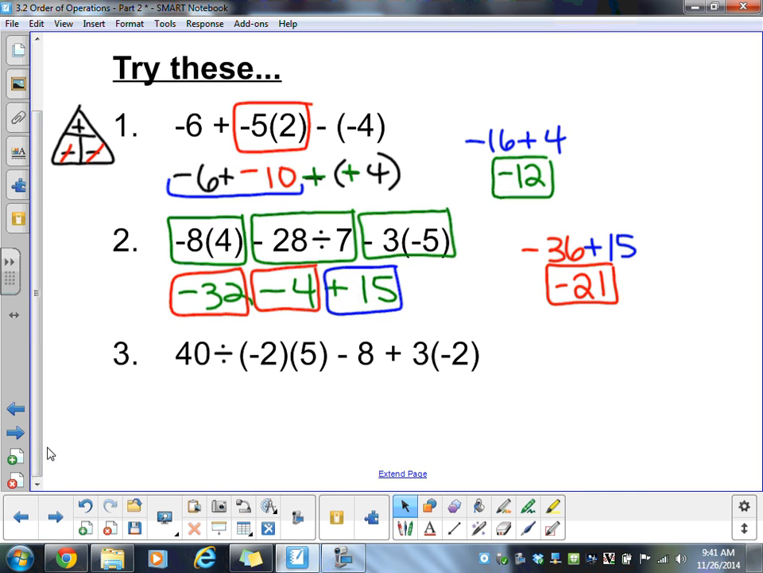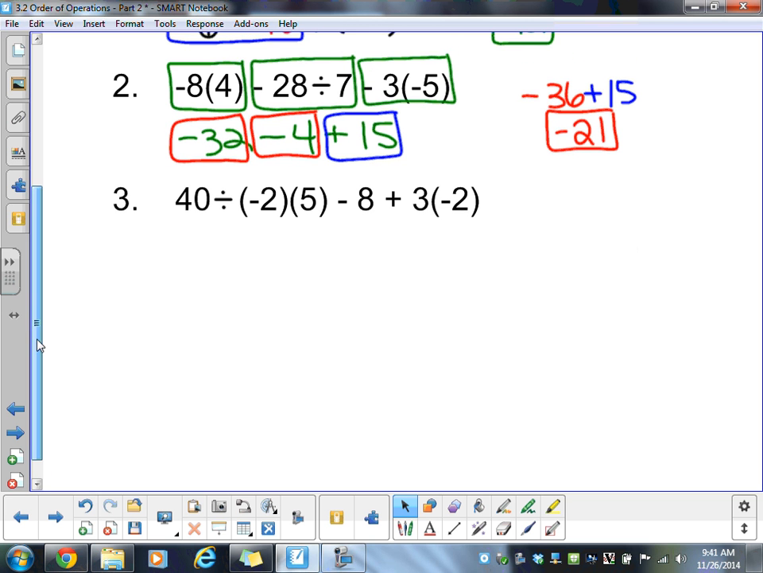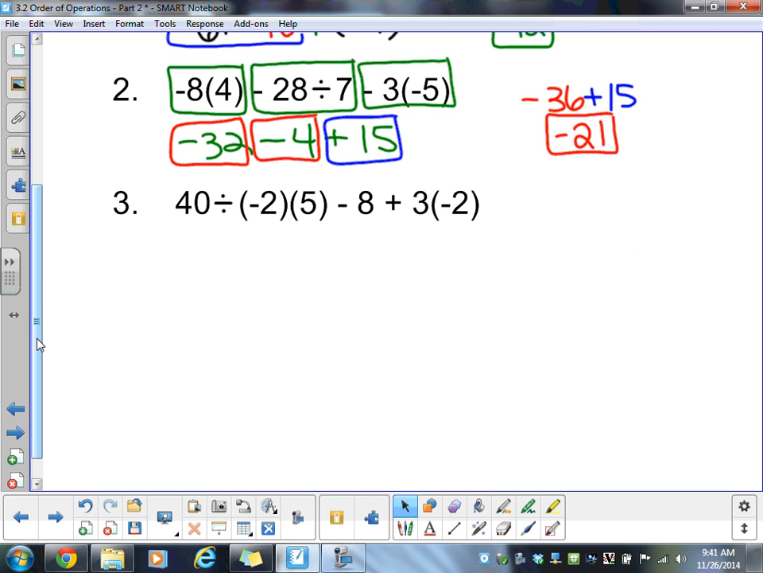Last example. This one again is a little bit more involved than the last. Right away we have some division, multiplication, and then another multiplication at the end. So I'm going to look at what to do first. Because I have division and multiplication right next to each other, I'm just going to do the 40 divided by negative 2. All right? And I'm just going to get that answer.